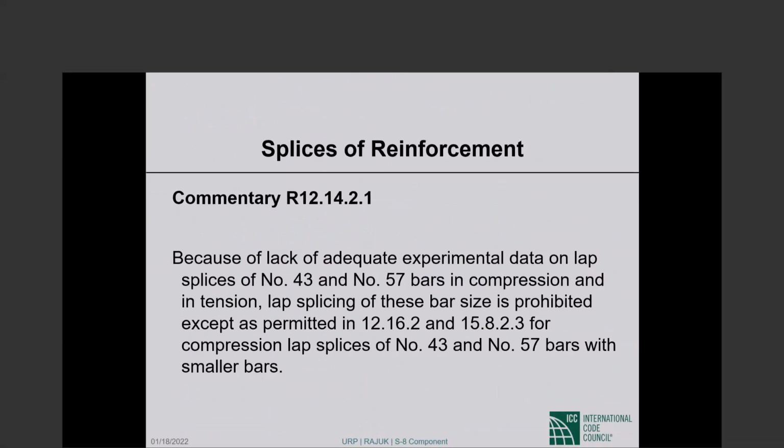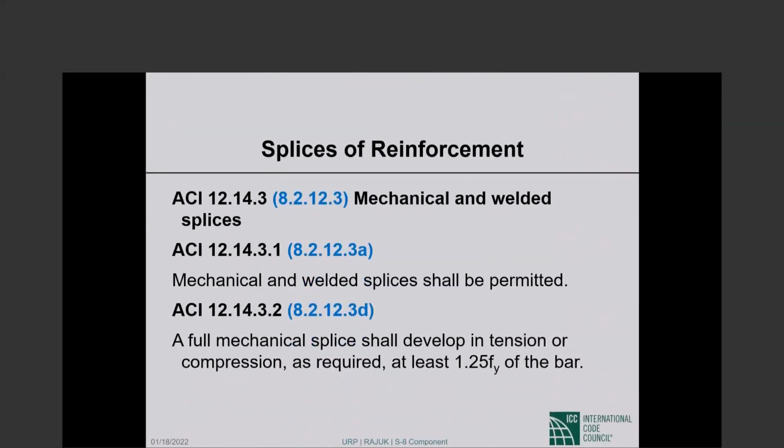Yeah, why no laps on the larger bars? Because of lack of adequate experimental data on lap splices on number 43 and number 57 bars in compression and tension, lap splicing of these bar sizes is prohibited except as permitted in those two sections for compression lap splices of number 43 and number 57 bars with smaller bars. So the only time any kind of lap splicing with number 43 or number 57 bars would be permitted is when those large bars are lapped with smaller bars. Okay. So that's basically what it is. Otherwise, they cannot be lapped. For one thing, the lap length will be something horrendous for those large bars.